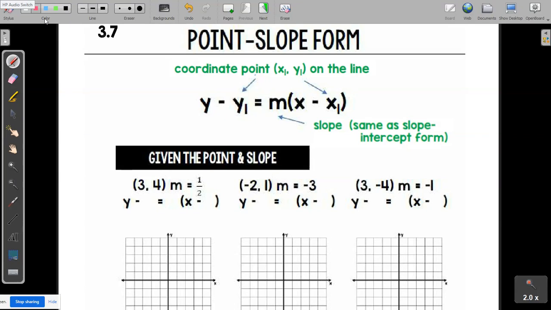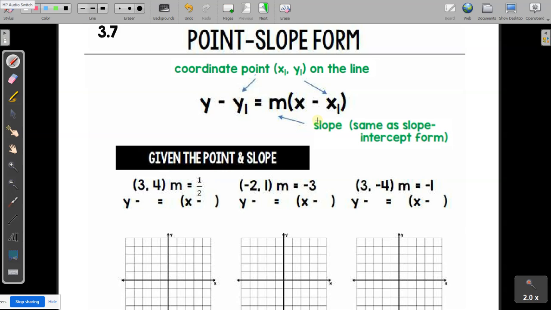Today we are going to be looking at point slope form. So we have the equation y minus y1 equals m times x minus x1. x1 and y1 is a coordinate point on the line. M is your slope. It's going to be the same slope as your slope-intercept form. Your x and your y are part of the equation. So when you fill in the equation, you're always going to have an x and a y in it.